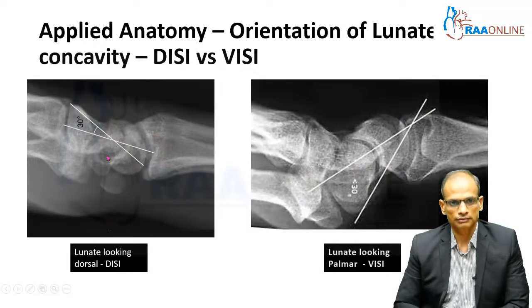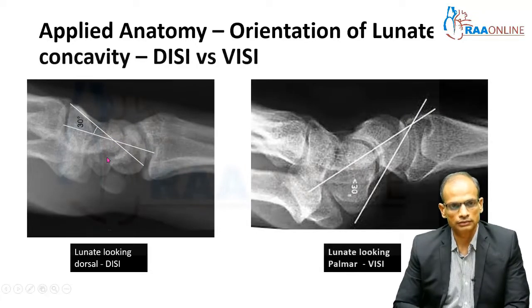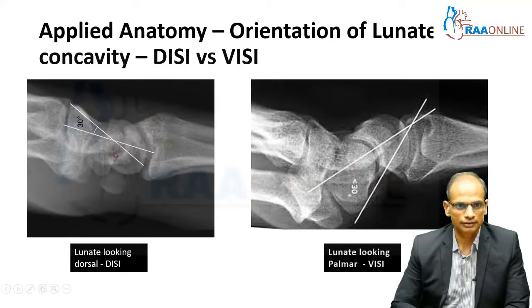Now this is an X-ray where the orientation of the concavity of the lunate is pathological. As I said in the previous slide, the lunate is supposed to look straight, but in this picture you can see that the concavity of the lunate is looking up. So this is a DISI.